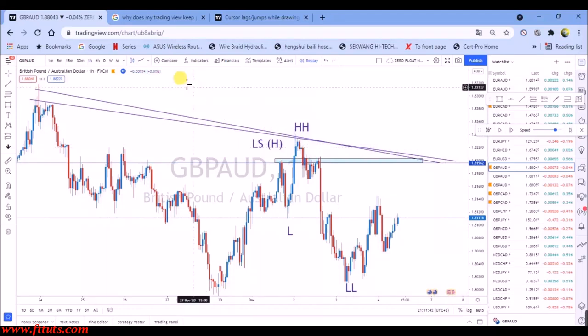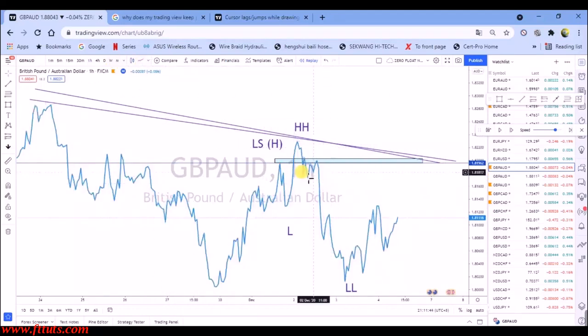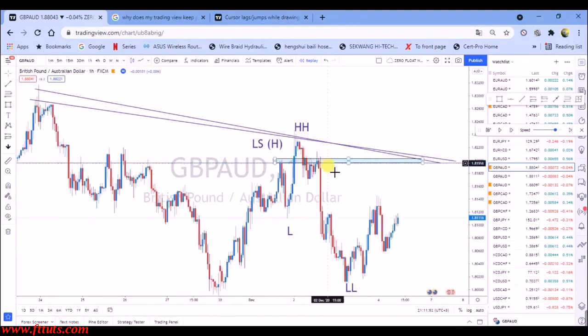Once we mark that, for the fourth step we go to the line chart and have a look. Yes, we are correct. We have the high, low, higher high, and lower low. Fourth, we come back to the candlestick.